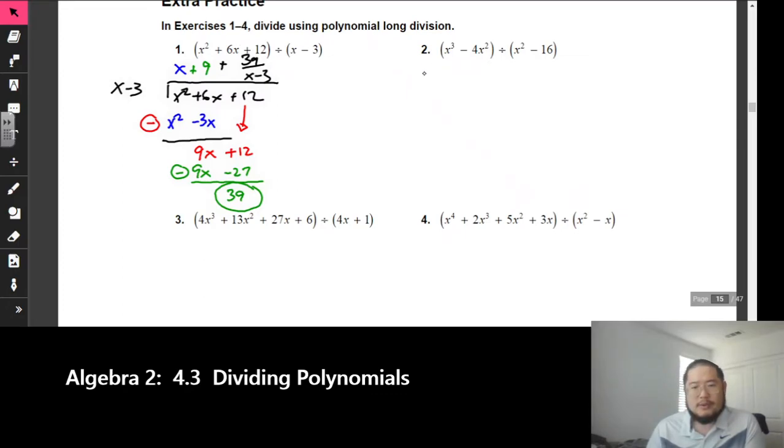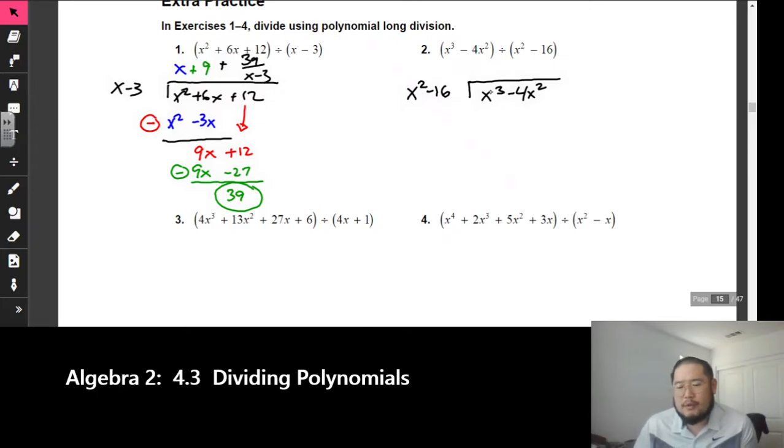Let's take a look at number 2. So we have x squared minus 16. We'll go ahead and divide that by x to the third minus 4x squared. There are some little problems that we're going to encounter. So let's see what those are as we go along. So for me to go from x squared to x to the third, I'm going to have to multiply right here by x. Because x squared times x to the first gets me x to the third. Okay, so great.